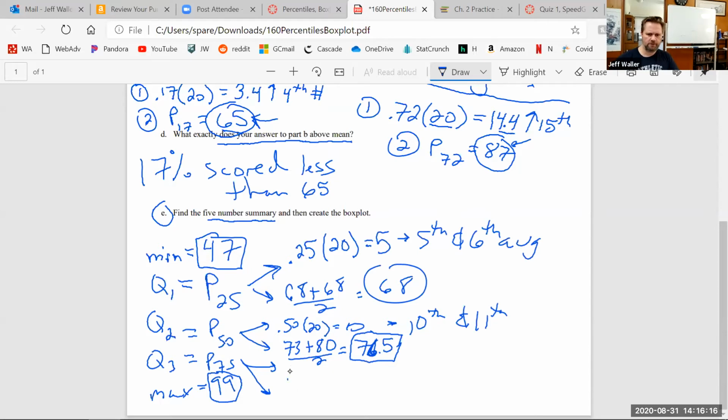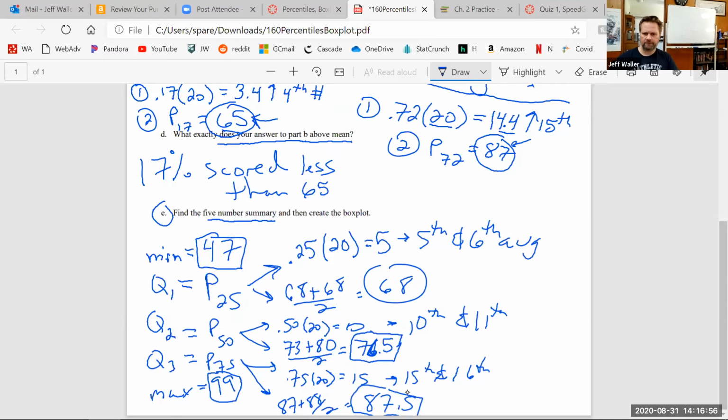And then P75, real quick, I would do 3/4 of 20. That would be 15. So I want to take the 15th and 16th numbers. 87 and 88. So of course that's going to be 87 and a half. Bam.